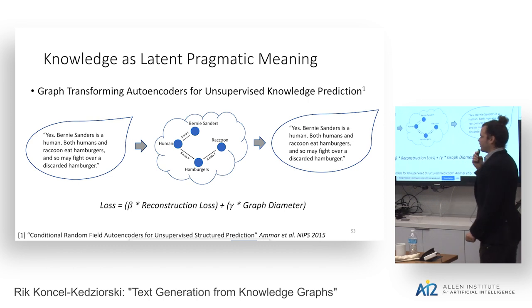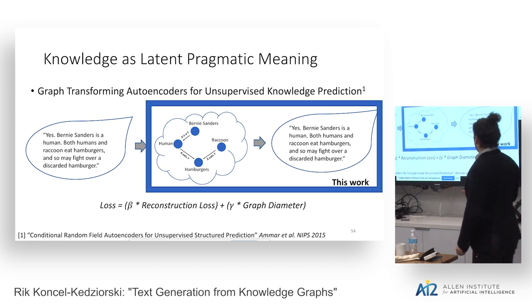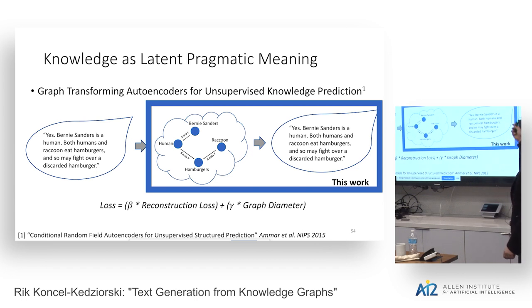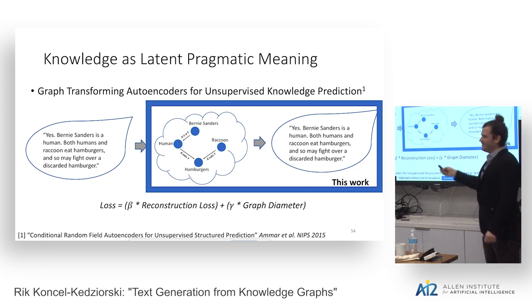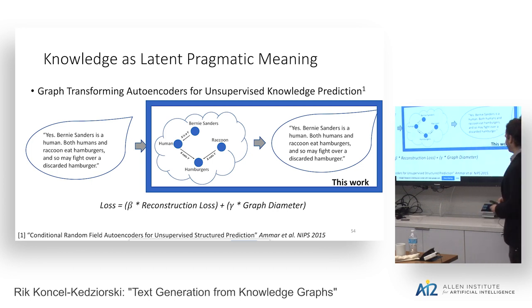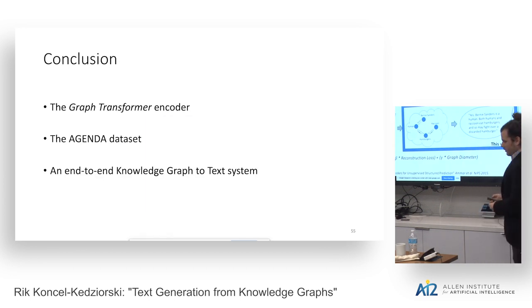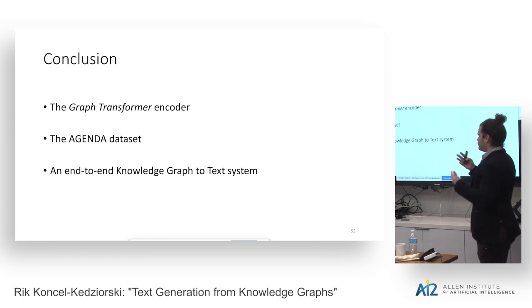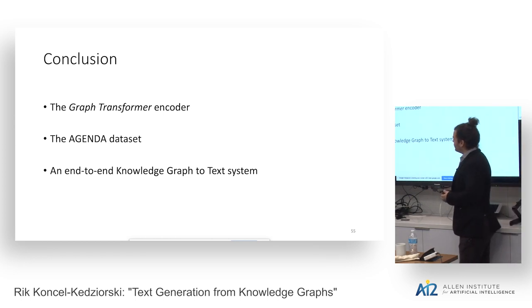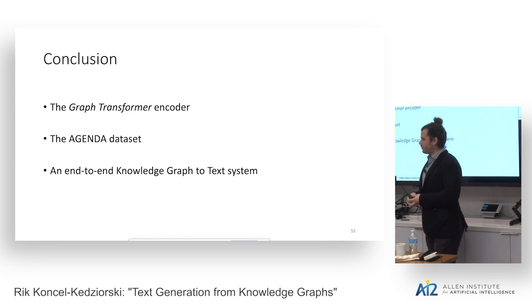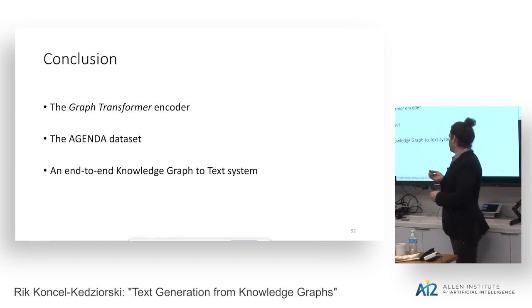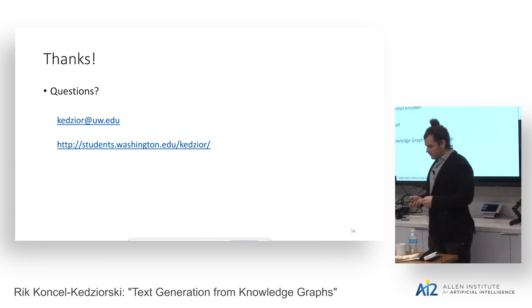So this is the long-range vision I have for this work. This is what I'd like to accomplish with it. And in this talk, I've described this half. It's definitely the smaller half of the system, but I've described this half of the system. So in conclusion, I've introduced to you the graph transformer encoder, and a data set for knowledge graph to text generation, as well as an end-to-end system that works with that data set. Thank you.